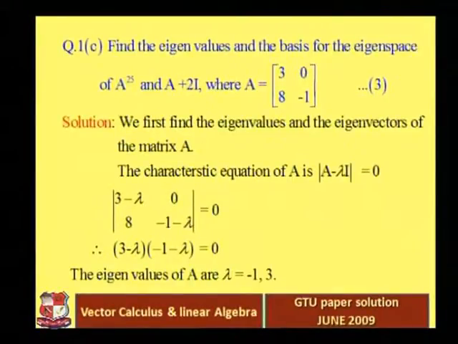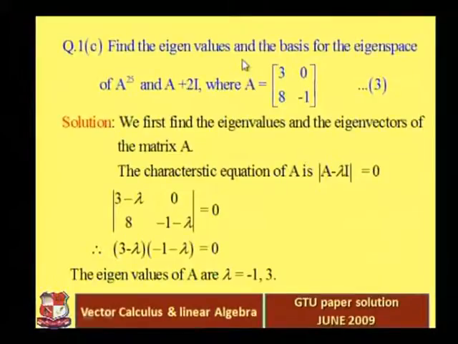Question 1c. Find the eigenvalues and the basis for the eigenspace of A raised to 25 and A plus 2I, where A is equal to 3 0 8 minus 1. Here is a 2 cross 2 matrix. The first row is 3 0 and the second row is 8 minus 1. This question is asked for 3 marks.